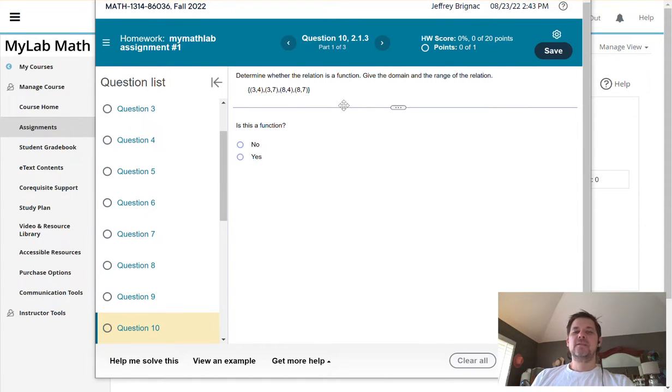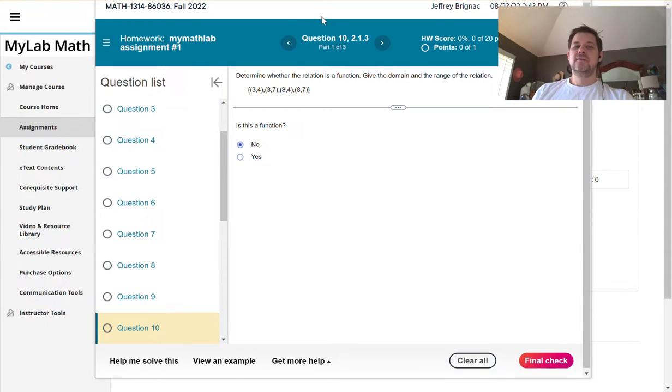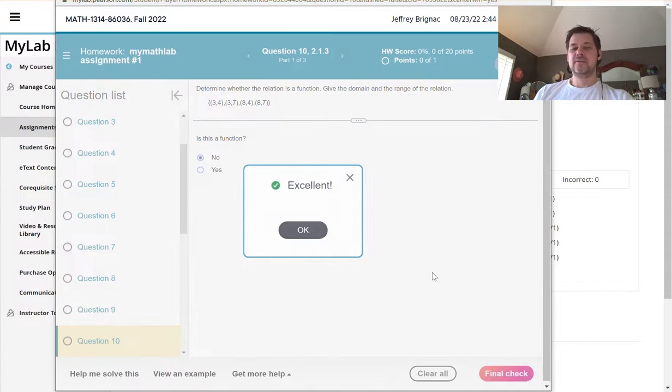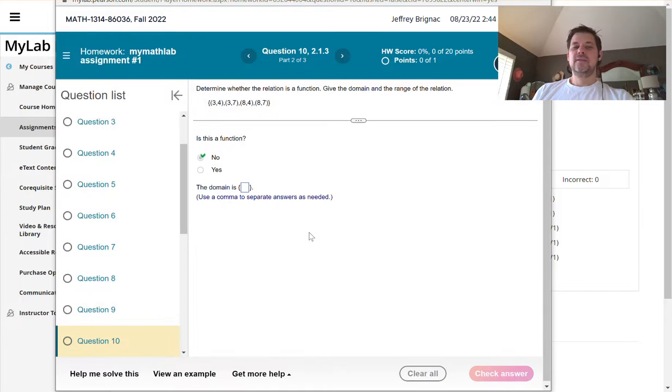Okay. So it says determine whether the relation is a function. Give the domain and range of the relation. Let's see. This one is not a function. Here, it's multiple choice. I just have to select yes or no. And once I select my answer, there'll be some kind of button to check that answer over here. Okay. And then the domain.